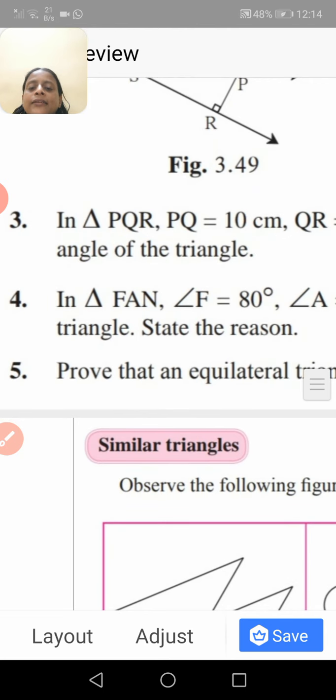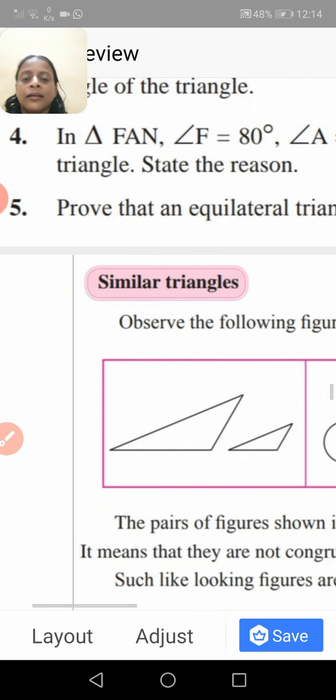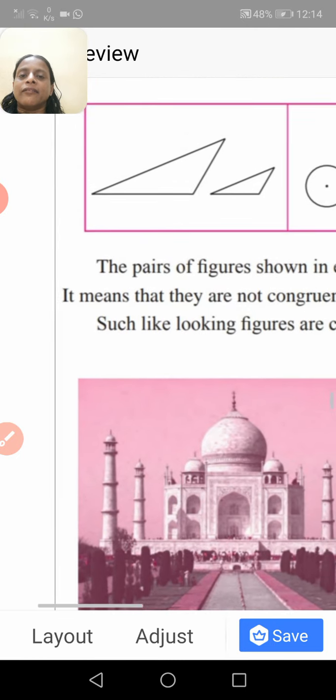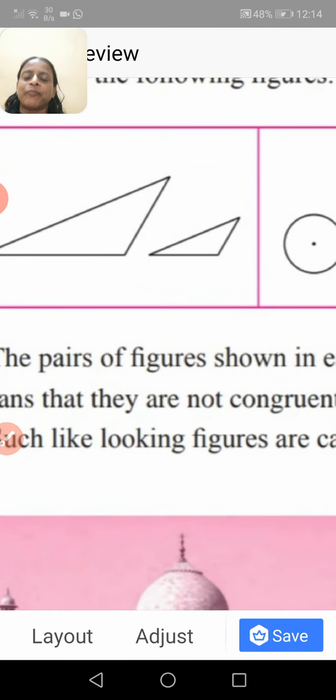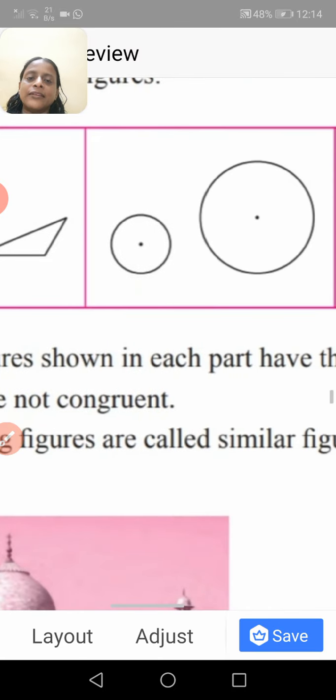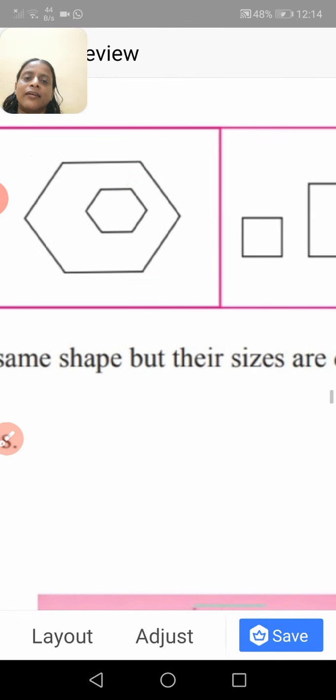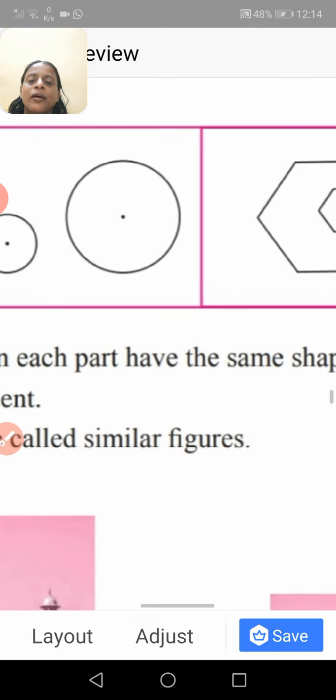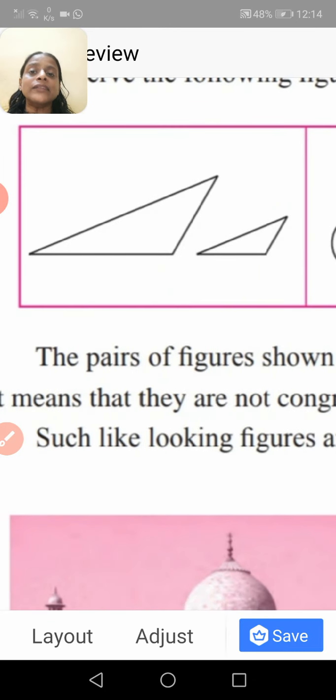Now the last section of this chapter, triangle: similar triangles. Similar triangles means, as the name itself says, which looks similar, which looks the same. Here just look, all look similar itself. So similar triangles; congruent triangles, what have we learned? Congruent triangles are triangles with each angle and each side correspondingly equal, exactly equal. We can superimpose one triangle upon the other triangle.